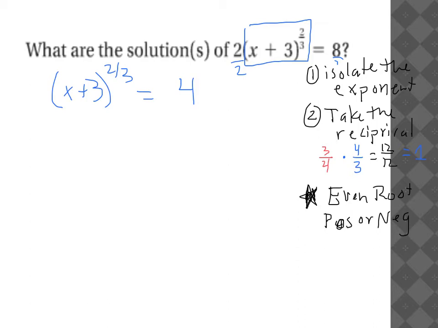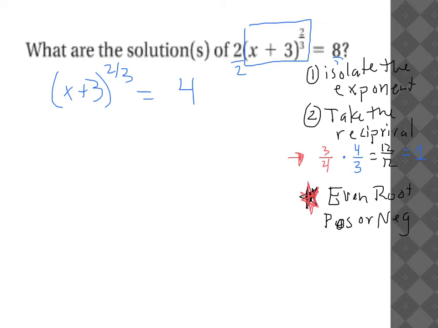Now when you have your exponent, you want to get rid of your exponent, so you have to take the reciprocal. The reason it's the reciprocal is that once you multiply by the reciprocal, the exponent ends up being 1, because a power to a power you multiply. And whenever you have any number raised to the first power, it's just the original. However, you have to be very careful when you multiply with the reciprocal, because if it's an even root, it should be positive or negative.